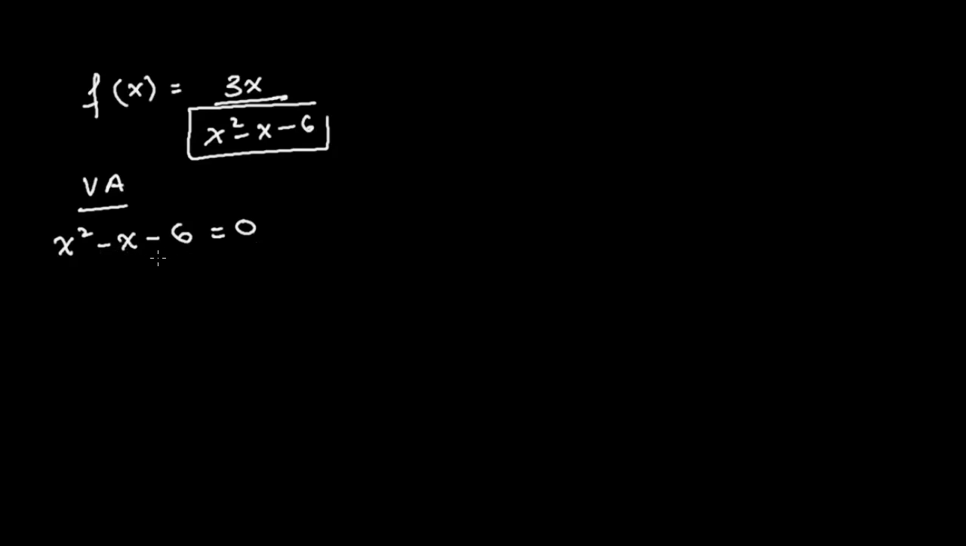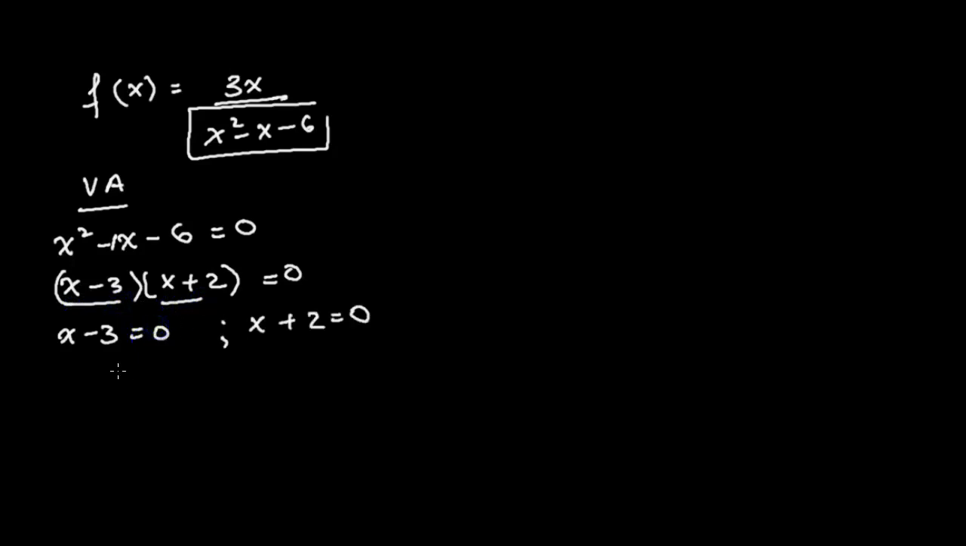Since this is factorable, the product is minus 6 and the sum is negative 1. The factored form would be (x minus 3)(x plus 2), and that product is equal to 0. To solve for the vertical asymptotes, we put each factor equal to 0 and solve for x. So we finally have two vertical asymptotes: one at x = 3 and one at x = negative 2.